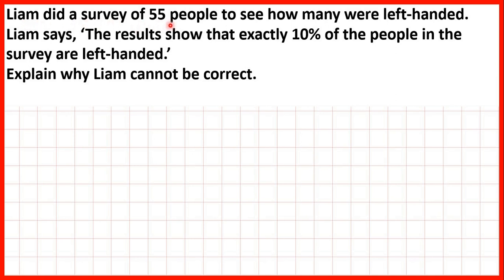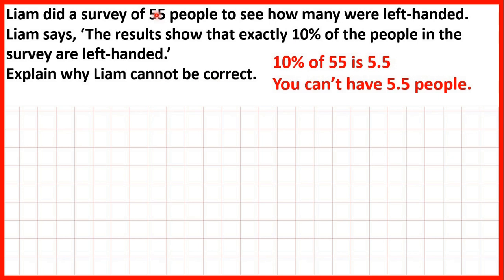Liam did a survey of 55 people to see how many were left-handed. Liam says the results show that exactly 10% of the people in the survey are left-handed. Explain why Liam cannot be correct. So if we find 10% of 55 people, 10% of 55 is 5.5, and you can't have 5.5 people, because you can't have half a person being left-handed.